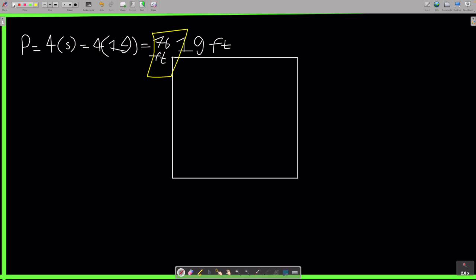Now, why does that make sense? Because a square is a quadrilateral, which has 4 sides with equal length. So the 4 times means that it has 4 sides. And then why is it not plus 1, like 4 times sides plus 1? That is because they're all equal, so there's no need to do anything like that. So the answer is 76 feet.